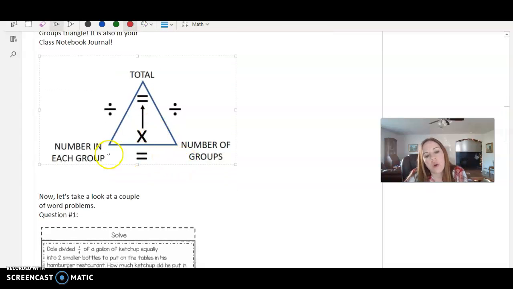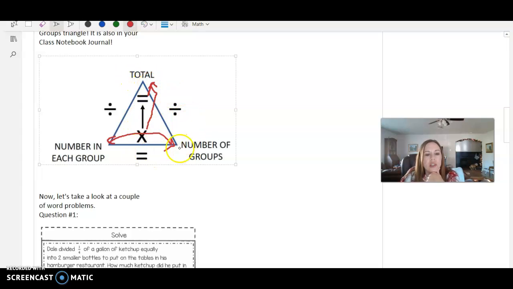Well, if you want to look at it by the equal groups multiplication triangle, you are looking for your total. Remember, we're joining groups together, and so we're looking for everything all together. So when you do that, you start with your number in each group and multiply it by the number of groups. So you multiply these two together to equal your total. That's supposed to be an arrow.